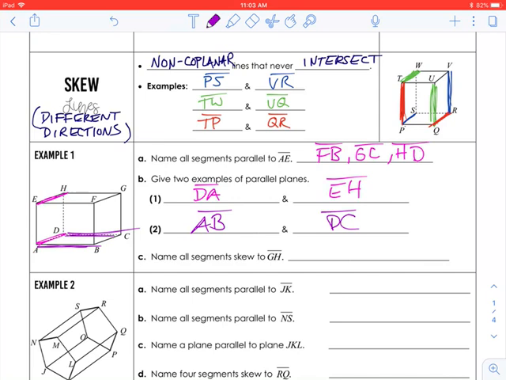And then name all skew lines to GH. So GH is this one back here. So we want everything that's not going left to right and that's not going to touch that. So the two front ones, EA is going up and down, FB is going up and down. We also have front to back, that's on the bottom. So DA, front to back, that's not going to intersect. And then BC is not going to intersect as well.